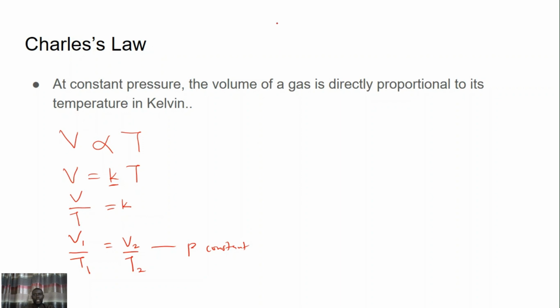Diagrammatically, you can represent this like this: as volume decreases, temperature decreases, because there is a direct proportional relationship between them. And graphically it can be represented like this.